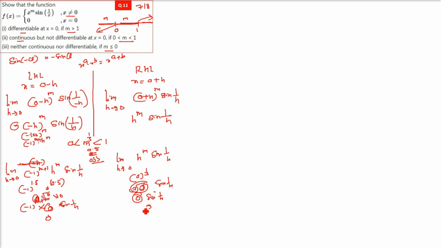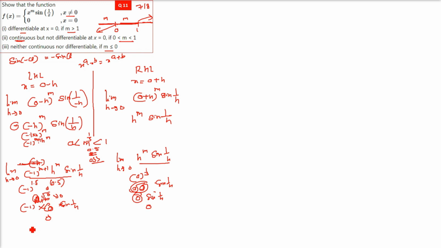So the left hand limit and right hand limit are equal. That means the function is continuous when m is between 0 and 1. Got it? You will understand more when we check this one. Now m is less than or equal to 0, because the continuity is asked in the third part also. Same thing, I am just taking this function which we just made. So this function has to be used for continuity everywhere. Okay, m is less than or equal to 0.